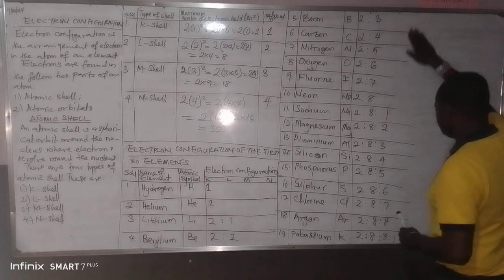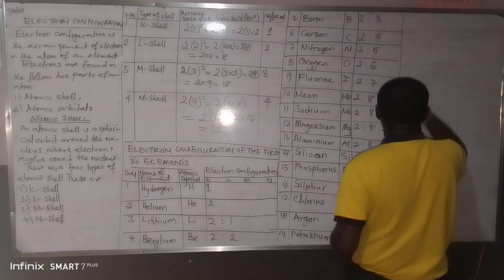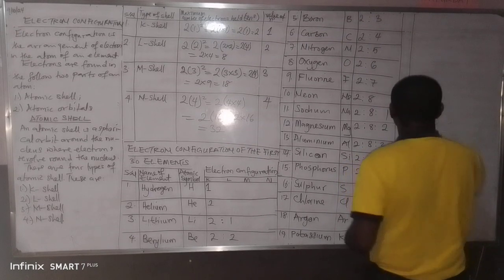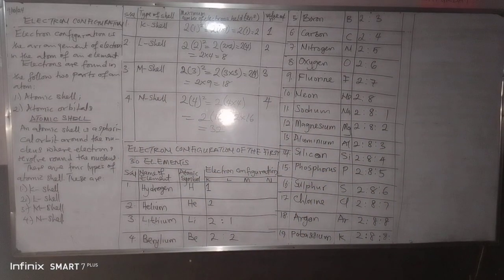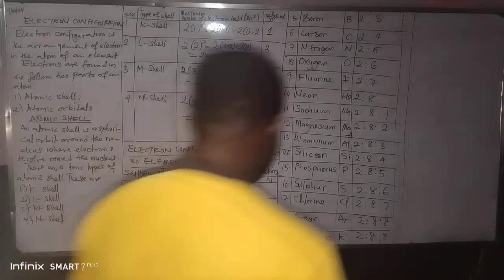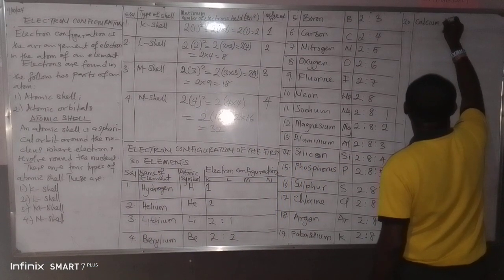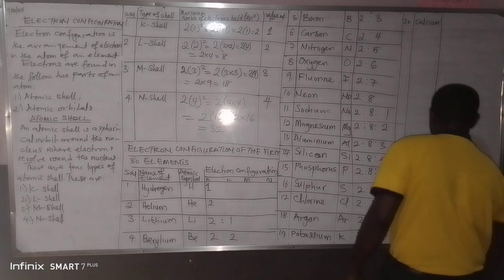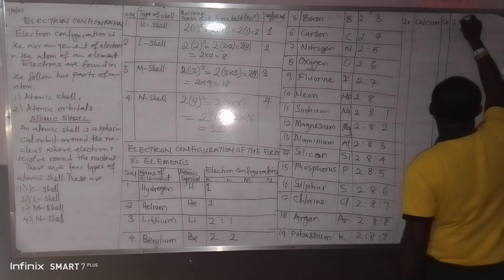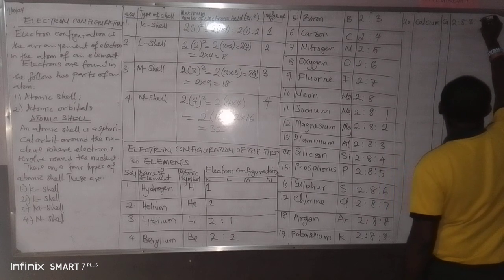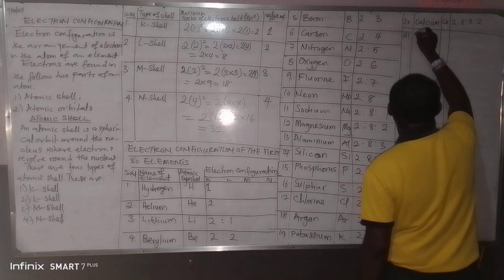So now, let's move on. Now we are going to the next one, which is 20. 20 is calcium, and calcium is Ca. The configuration will now be 2, 8, another 8, 2. Then 21, scandium.